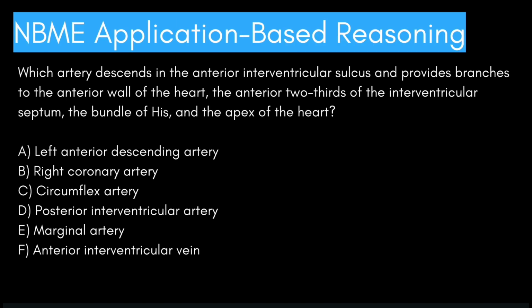Which artery descends in the anterior interventricular sulcus and provides branches to the anterior wall of the heart, the anterior two-thirds of the interventricular septum, the bundle of His, and the apex of the heart?